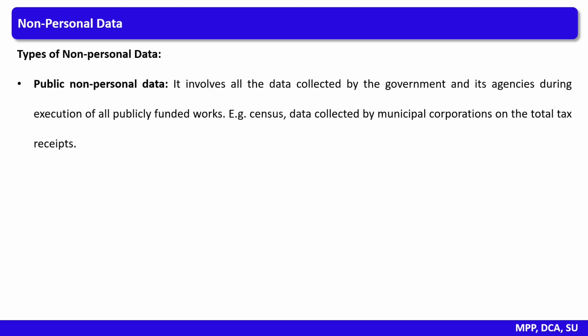There are identifiably three different types of non-personal data. To start with, we have public non-personal data. Public non-personal data involves all the data collected by government and its agencies during execution of all publicly funded work. For example, a census that involves collection of data by the municipal corporations on the tax that has been paid by the public can be treated as an example of public non-personal data.